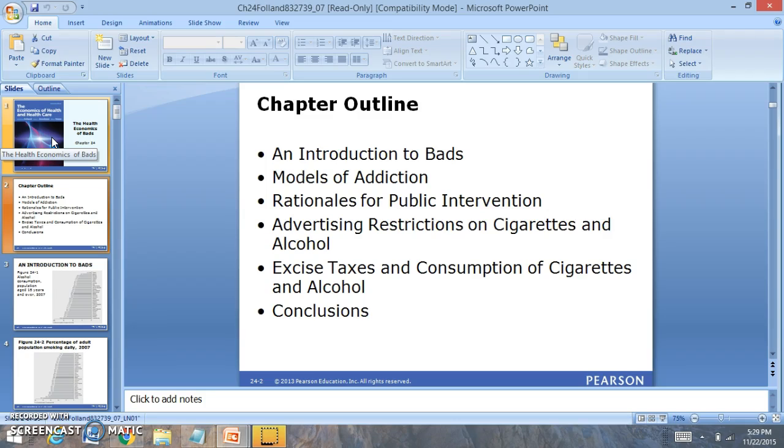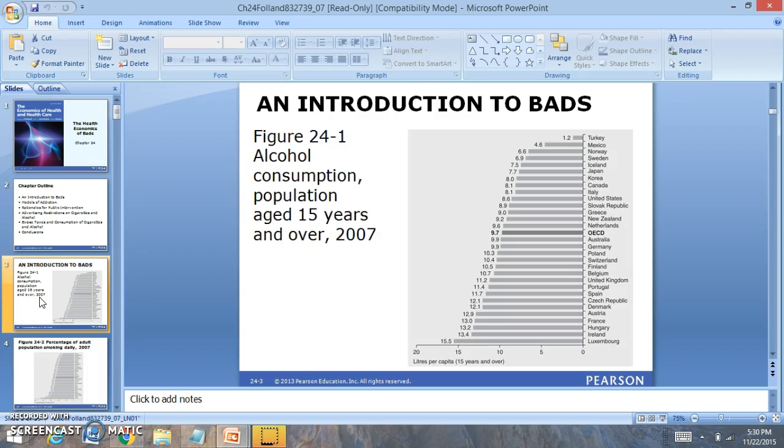For Module 7, we're going to focus on the role of excise taxes. An excise tax is a tax on a specific good, which is focused on changing consumption levels. What we're going to focus on in this module is changes in consumption levels of both alcohol and cigarettes.